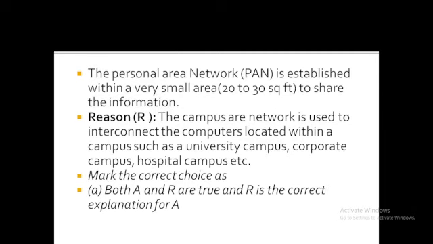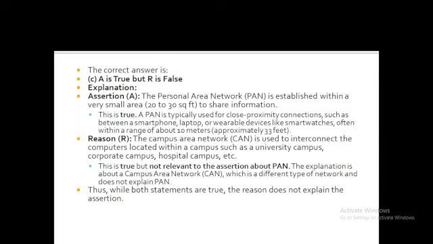Now the next thing: the personal area network is established within a very small area, that is 20 to 30 square feet, to share information. And the reason given is, the campus area network is used to interconnect the computers located within a campus such as university campus, corporate campus and hospital campus. So B, I don't think B suits any of the features given in A. So A is true, R is false.